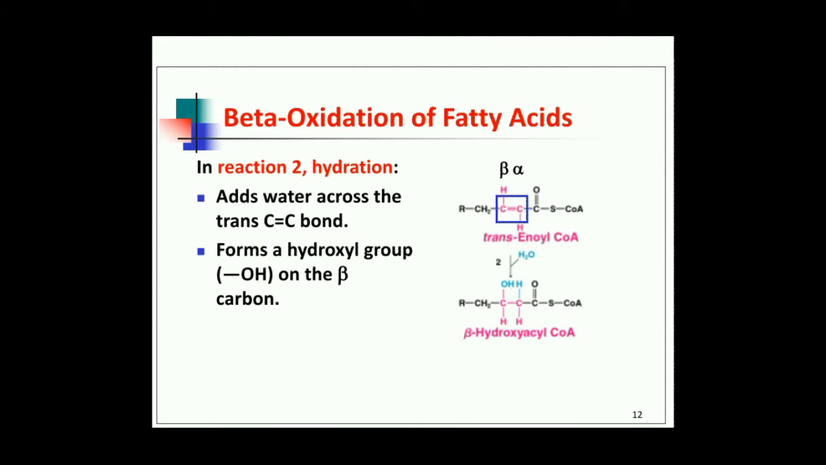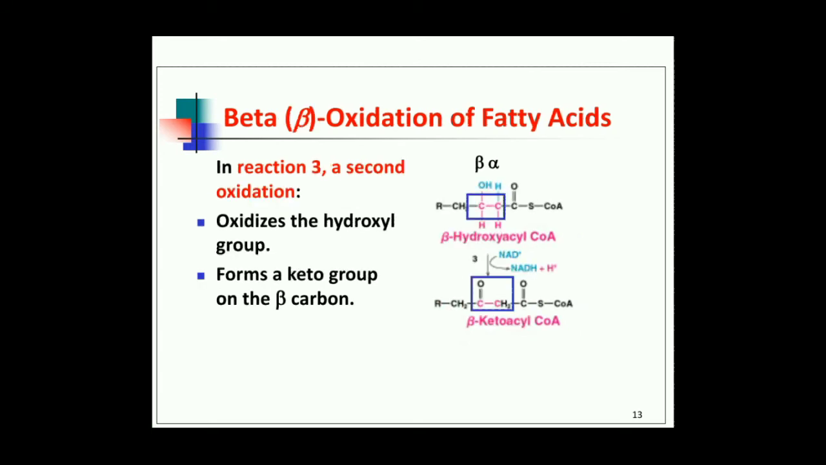Now the second step is hydration. Hydration means the addition of an H2O molecule, correct? Here you can see water is added across the trans C=C double bond and forms a hydroxyl group on the beta carbon. Here the H2O molecule is added and forms a hydroxyl structure known as beta-hydroxyacyl coenzyme A. Clear, guys? So this was the second step of the whole process.